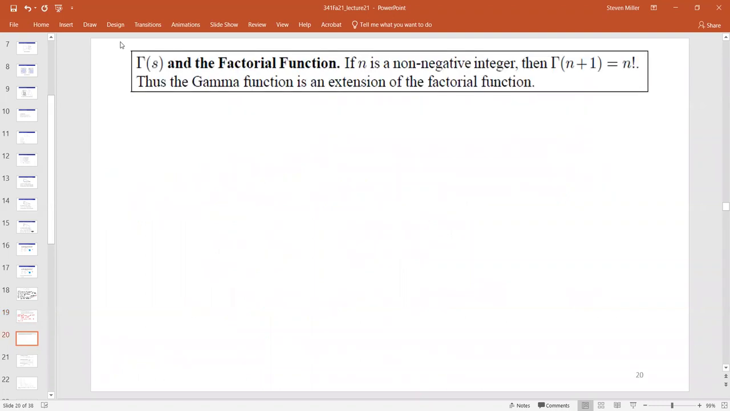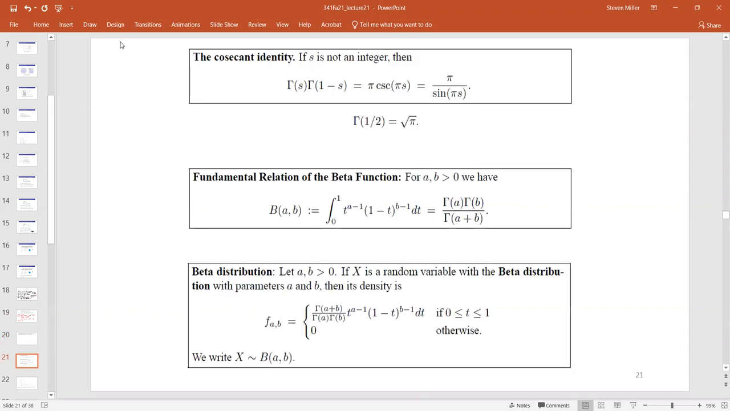Okay, so as remarked, gamma of n plus 1 is n factorial. This comes just from integrating by parts. It's an extension of the factorial function. So I'm not going to prove these. These are in the book. The first is the cosecant identity. Gamma of s times gamma of 1 minus s is pi cosecant pi s, or pi over sine pi s. In particular, the best choice of s is 1 half. Because if you take 1 half, you get gamma of 1 half, gamma of 1 minus a half. Well, that's just gamma of 1 half squared. And so you get gamma of 1 half is the square root of pi.